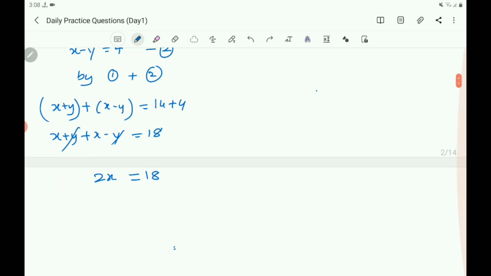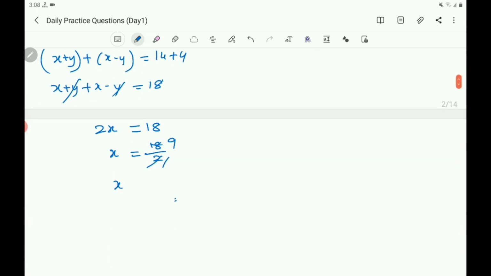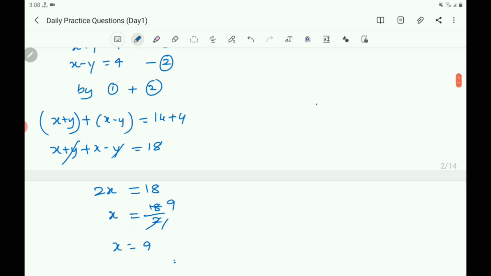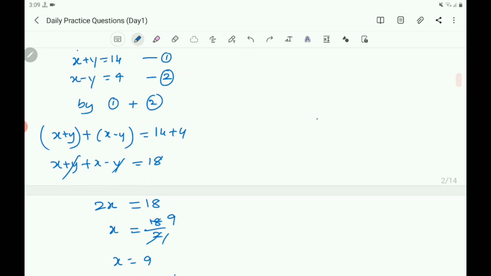Now you got a linear equation in one variable x. Now you find the value of x. So you solve for x, that is x equals 18 by 2. 2 nines are 18, then you will get x equals 9. Here you got the value of one variable. Now we have to get the value of the other variable y. So take any one of the equations and substitute the value of x, what you got here.